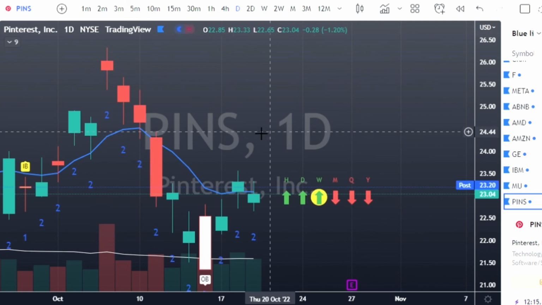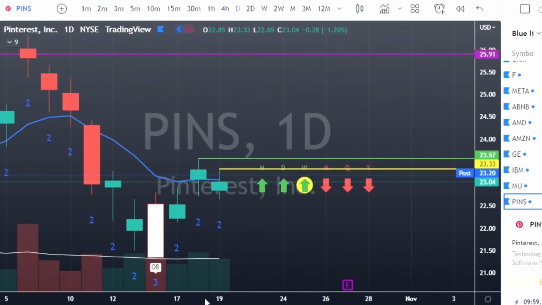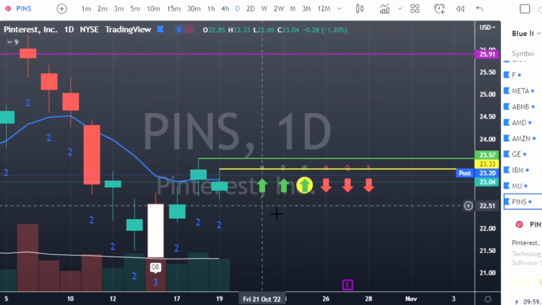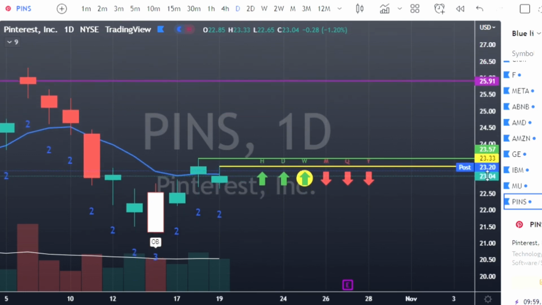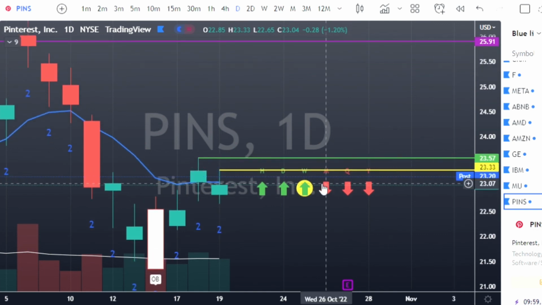Pinterest 2 down green. We're going to look for calls at, what do we got here? 23.33. First target at 23.57. If we go to the week we are still stuck on an inside bar. This is something CyberDog would not trade because he's a longer term swing trader. I would still trade this. We're going to look for, like I said, calls at 23.33 and no puts, sorry.